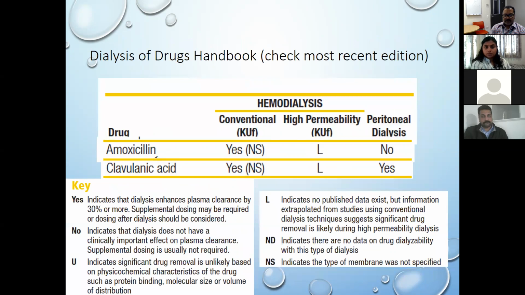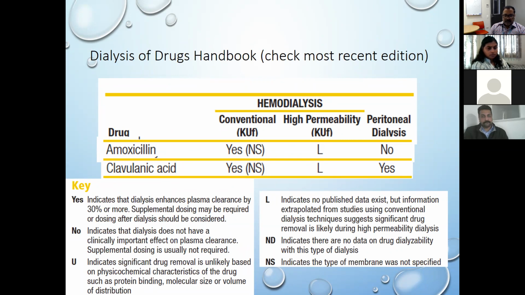So the next reference is an example from the Dialysis of Drugs handbook. So check the most recent edition, but you can see there that by conventional and high permeability clearance, there is some differing advice. So conventional dialysis, it says that dialysis is likely to enhance the plasma clearance by 30% or more. And supplemental doses may be required, or dosing after dialysis should be considered.